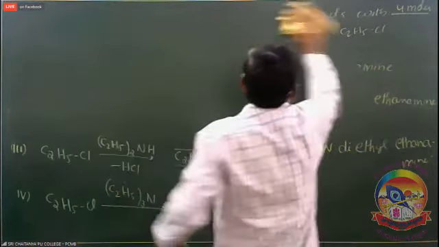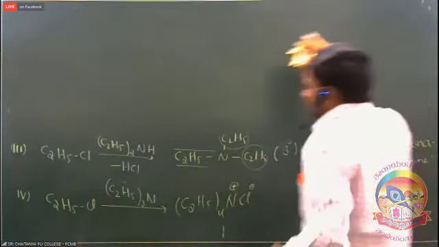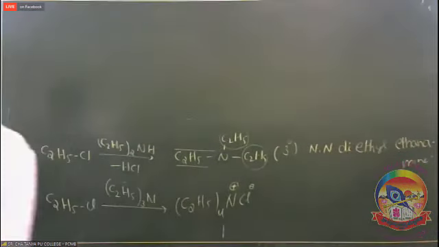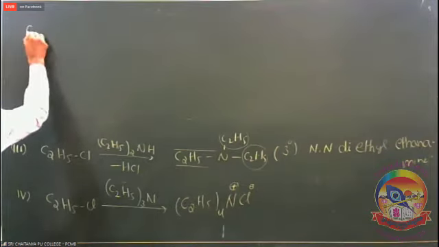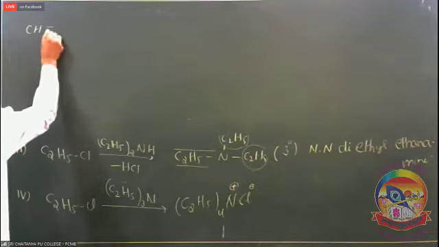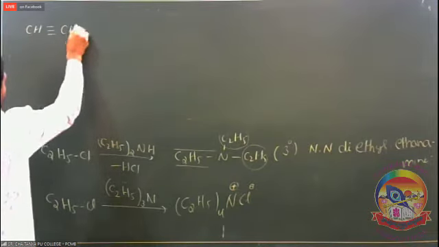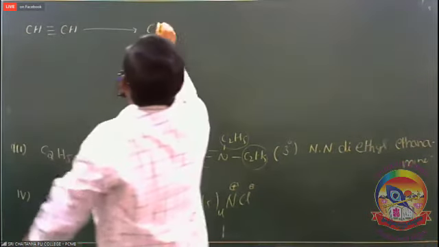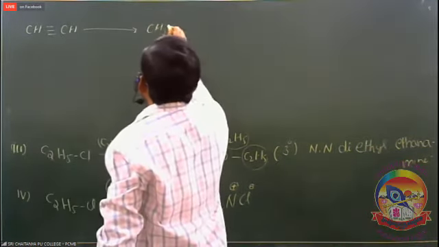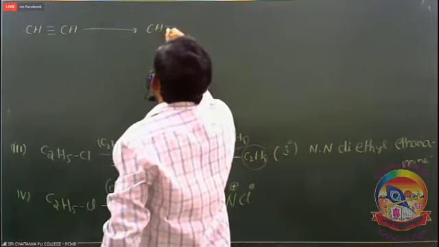Alkynes means triple bonded compounds. Triple bonded compounds, so in the conversions, it is very important. For example, acetylene, CH triple bond CH, is acetylene. How to convert acetylene to propyne?